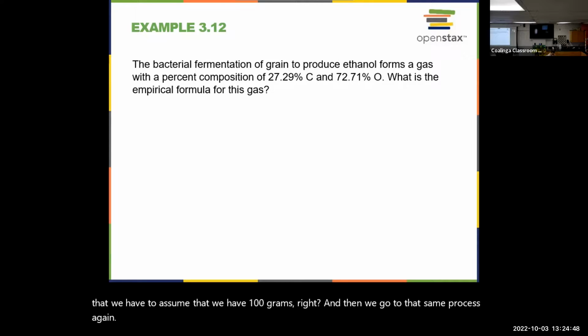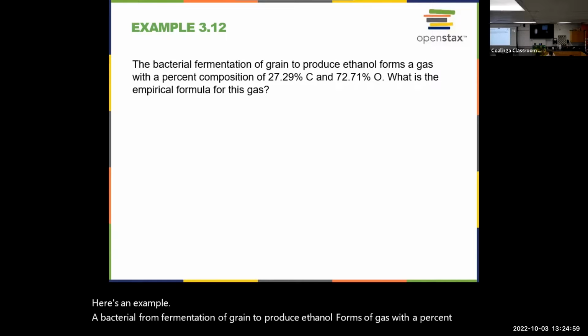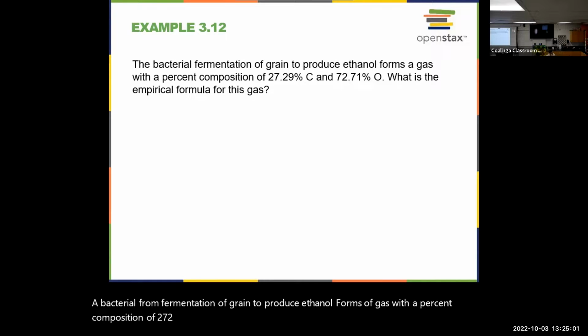So here's an example. A bacterial fermentation of grain to produce ethanol forms a gas with a percent composition of 27.29% carbon and 72.71% oxygen. What is the empirical formula of this gas?